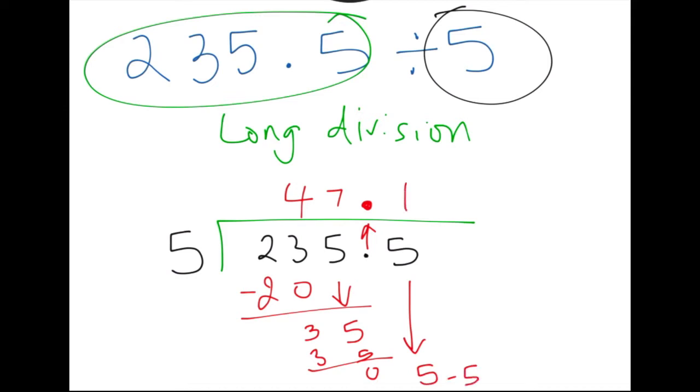So when I do 8 minus 5, I get 0. So my answer is going to be 47.1. I want you to realize how my numbers are lined up.